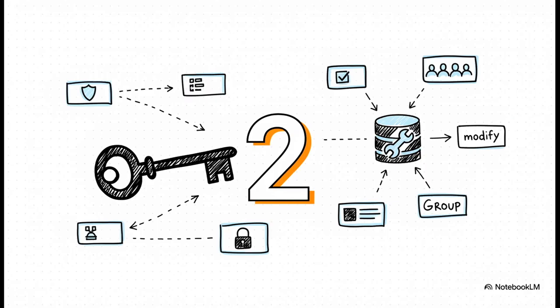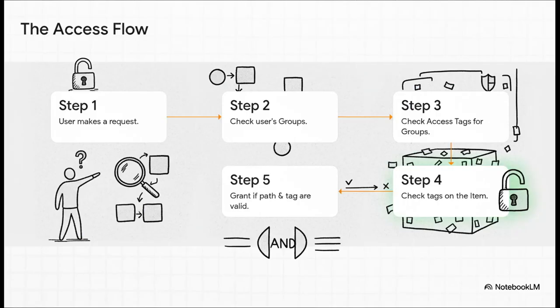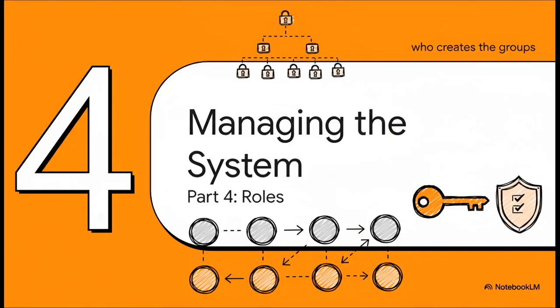Game over. Okay, so once Vault confirms you're allowed in the hallway, it then checks rule number 2. Do you have the right key? It looks at the access tags on the item itself and asks, does this user, or any group they belong to, have the specific permission they're asking for, like modify, from at least one of these tags? So let's just trace that whole flow from start to finish. You make a request, Vault looks at you, finds your groups. It then figures out all the rights those groups get from all their access tags. Then it looks at the item you want and its tags. You get access only if both conditions are met. The path is visible and you have the right tag permission. It has to be both.